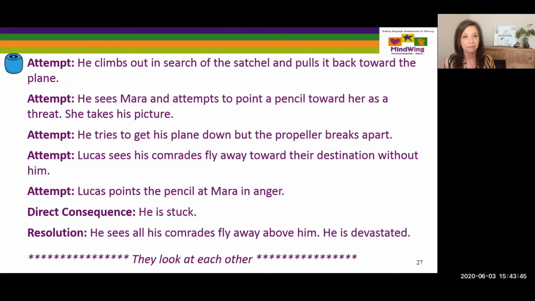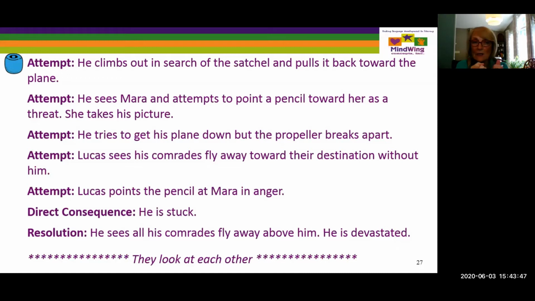He climbs out in search of it, pulls it back toward the plane, and then sees Mara, whose name I found on her blueprint, and attempts to point a pencil toward her as a threat. She reacts by taking his picture. So there's a little bit of a contrast that we could talk about. He tries to get his plane down. This is his next attempt, but the propeller breaks apart. He sees his comrades fly away toward their destination without him.